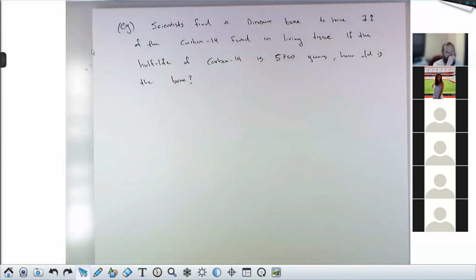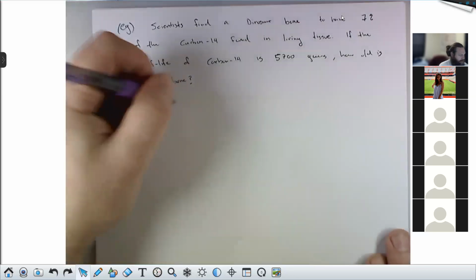Now I'm spitballing numbers here. This could come out very unrealistic. But the problem setup is a classic one. You know the half-life of something, you know what percentage of it remains, so find the age.